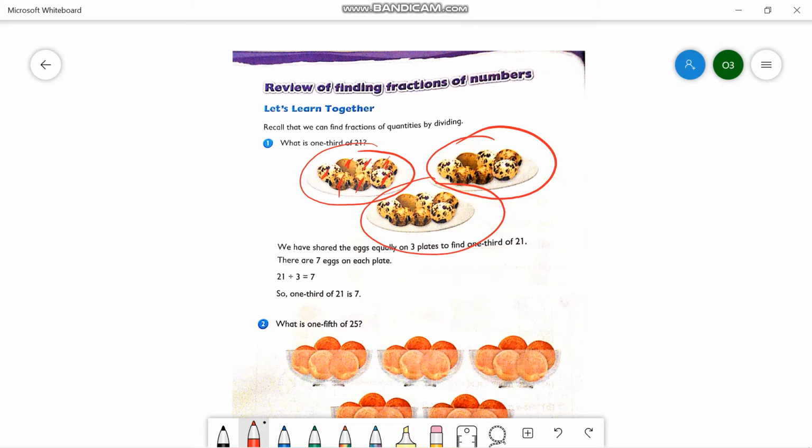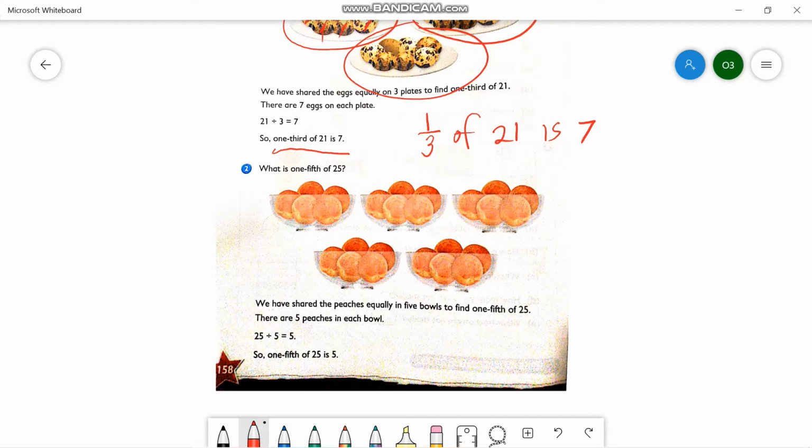So we can write it in a sentence like this, or we can also write it in fractions. So 1/3 of 21 is 7. Okay, let's go to the second example.